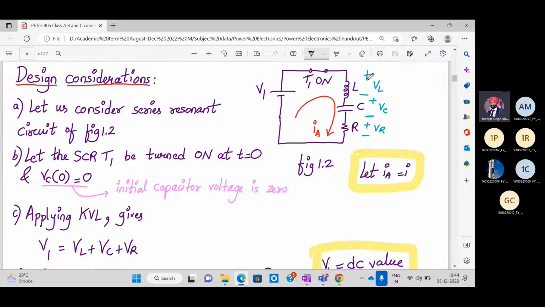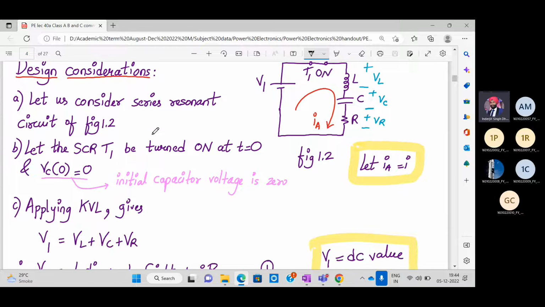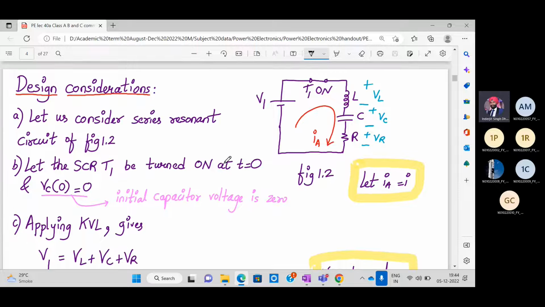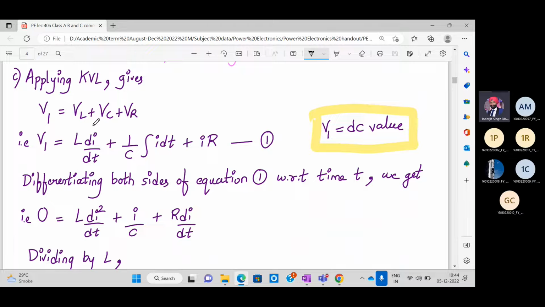Whenever SCR is on, there is a voltage across the inductor, voltage across the capacitor, voltage across the resistor, and the current is called the anode current. So let us consider this circuit. Let T1 be on at t equal to 0, and let's consider that the capacitor is not holding any initial charge, and let us call IA as I, just I, the current flowing through the circuit. Okay. So what does the KVL give you? KVL gives you that this source voltage is equal to these three voltages combined. So V1 is equal to VL plus VC plus VR. That's what we have written.